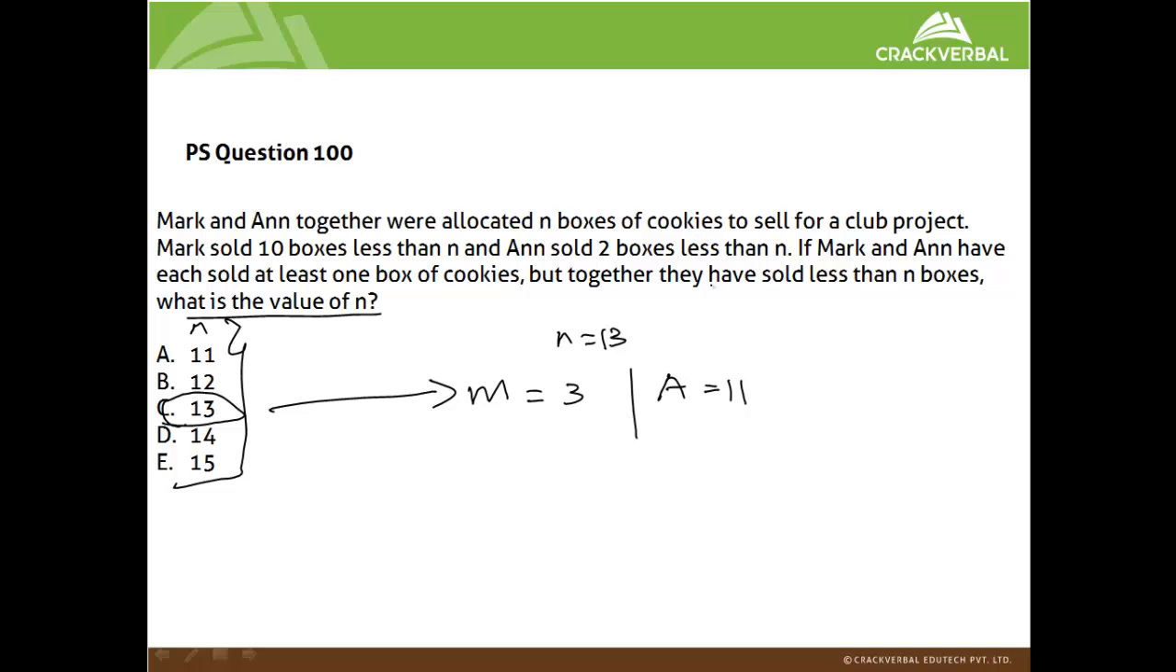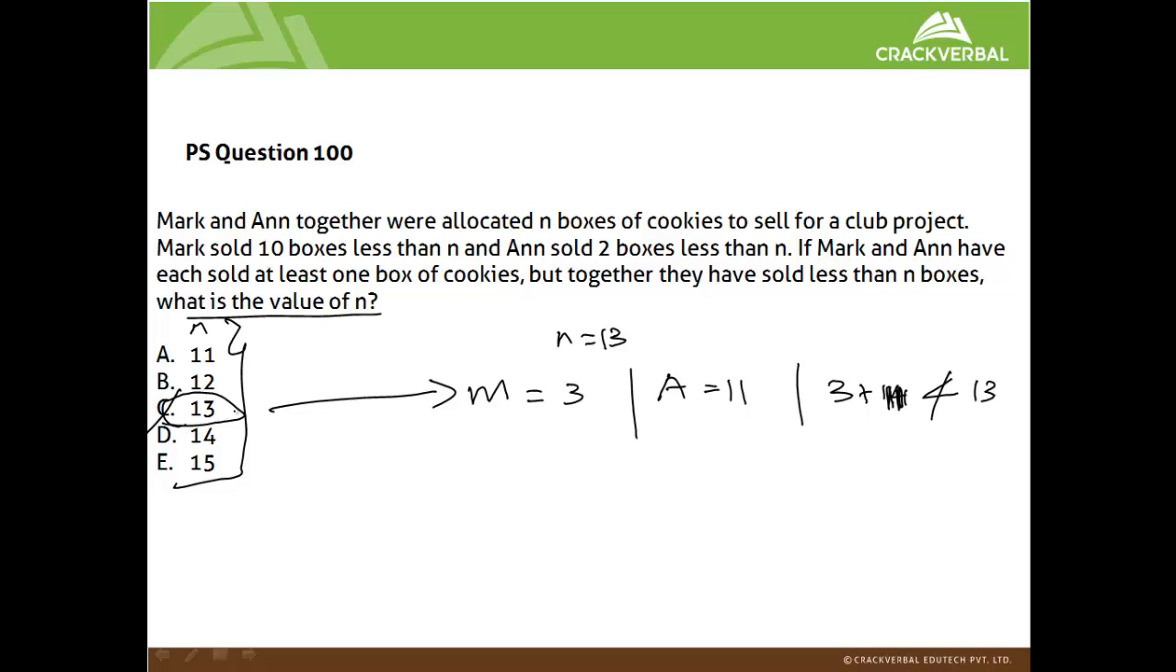Mark and Anne have each sold at least 1 box, we can see that he sold 3 and she sold 11, but together they have sold less than n boxes. Together is 3 plus 11, which is 14, which is not less than 13. It has to be less than 13. So in that case, we can eliminate answer choice C.